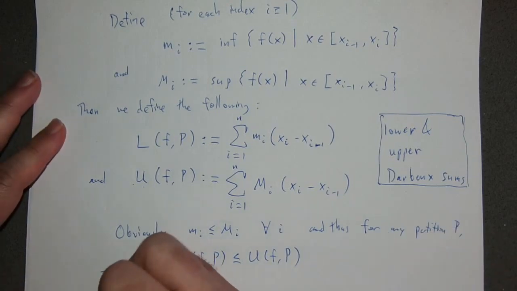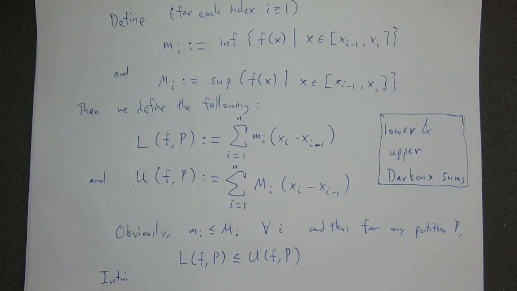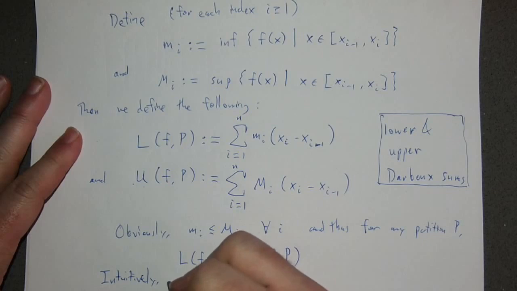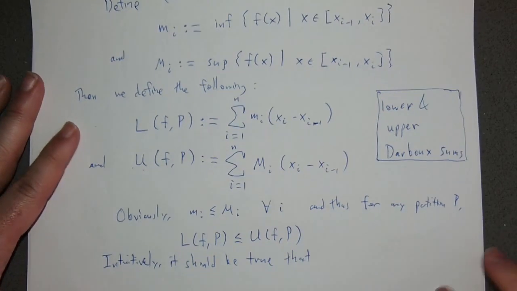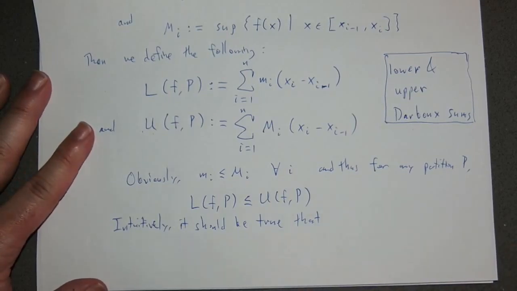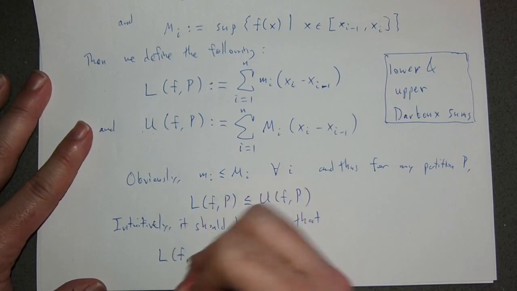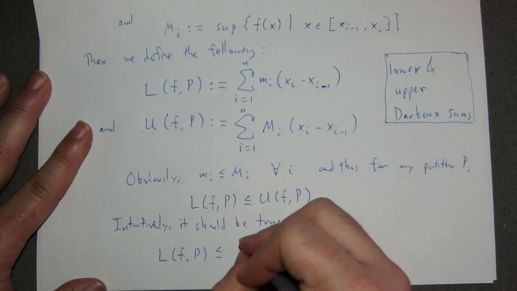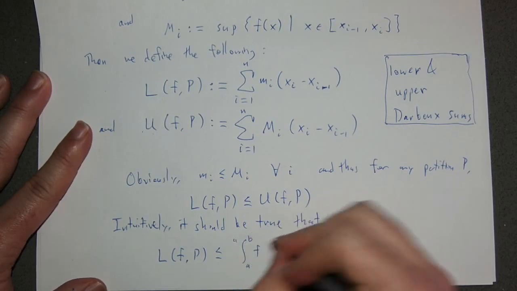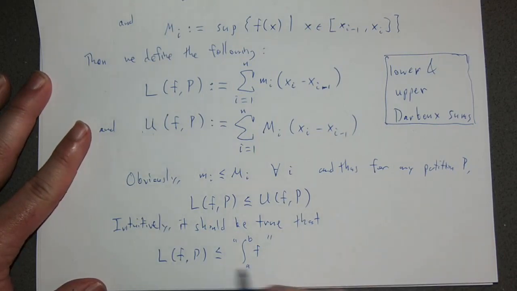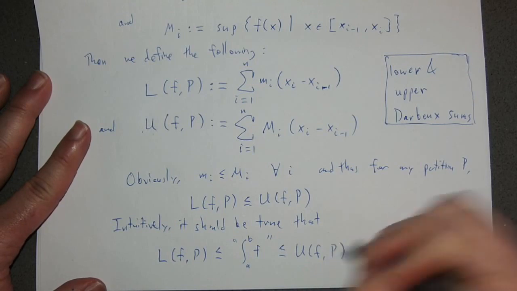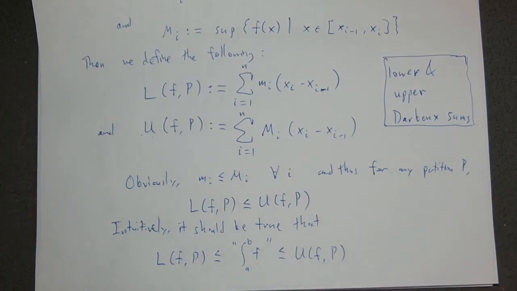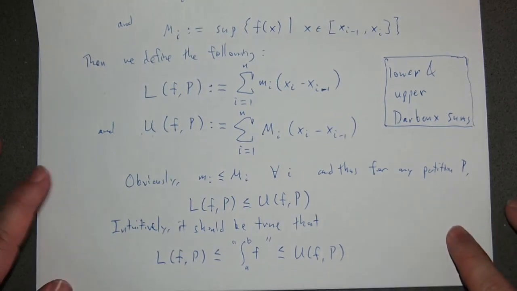Now, intuitively, once we have a working definition for the integral, if it is anything like the notion of integral that we understand, it should be true that, I'm going to put this in quotes, this definite integral is bigger than or equal to the lower Darboux sum and less than or equal to the upper Darboux sum. This is just our statement that from those pictures we just looked at, it was clear that the lower sum is always underestimating and the upper sum is always overestimating.